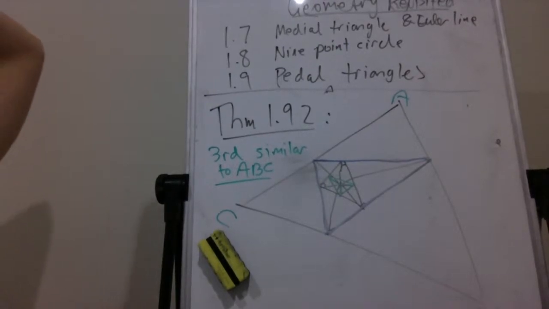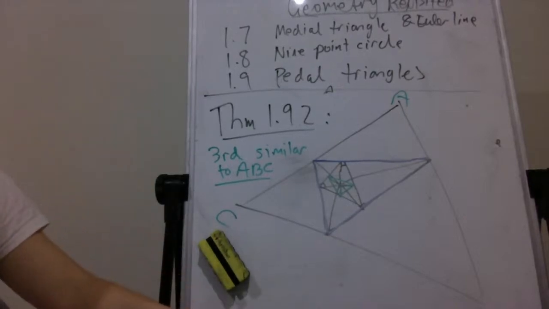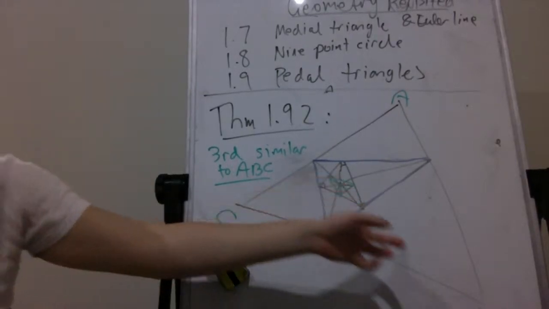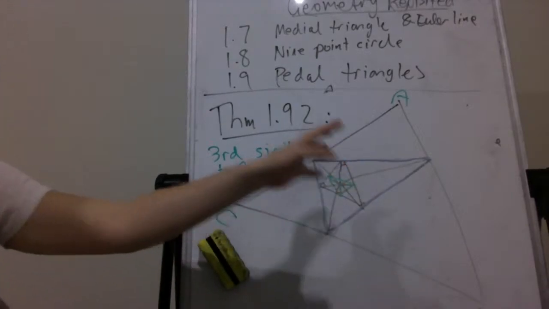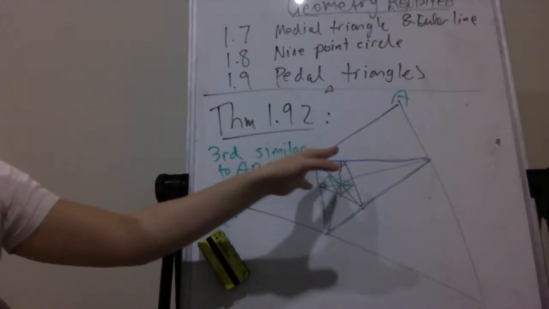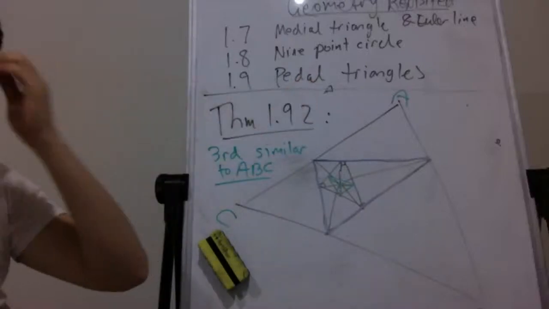Can you see it's kind of possible to always make the first one not similar to the big one? Yeah, because you can pick a random point where the angle's definitely not the other three.